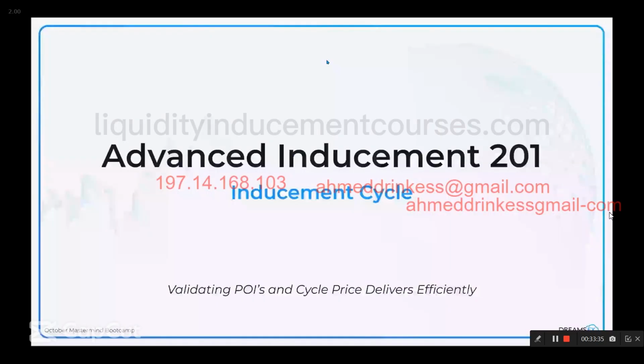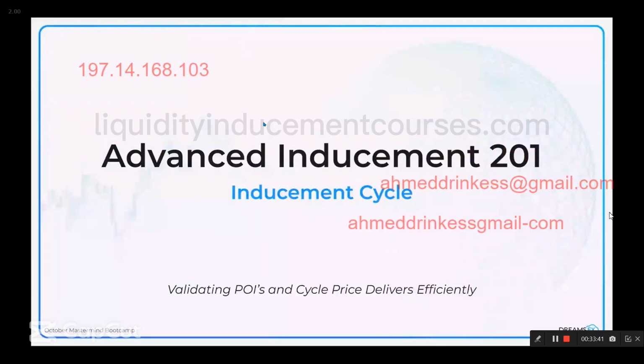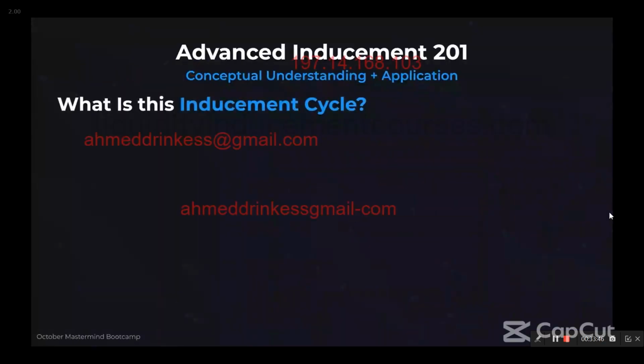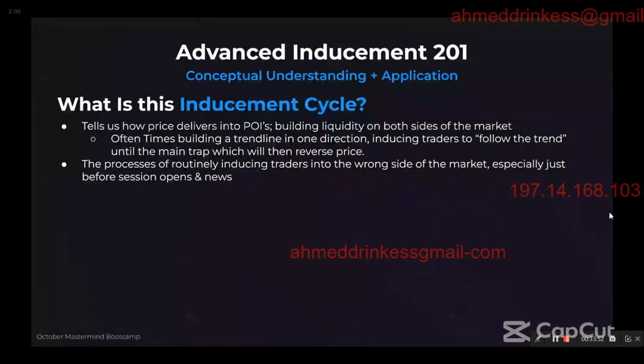Awesome. All right, so now we are going to go into understanding the inducement cycle, validating POIs, and the cycle price delivers based on efficiency. What is the inducement cycle? I'm sure many of you guys have heard of it before. If you haven't, then this is your first time. The inducement cycle tells us how price delivers into our points of interest, building liquidity on both sides of the market, and repeating this cycle of always inducing, collecting, and reversing.